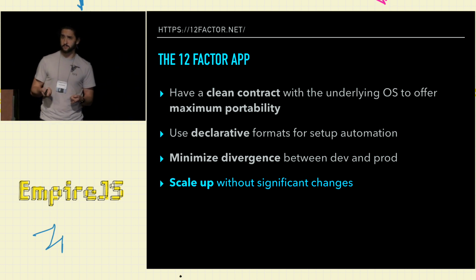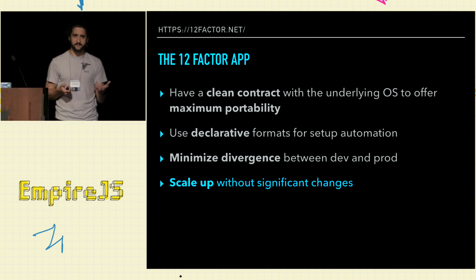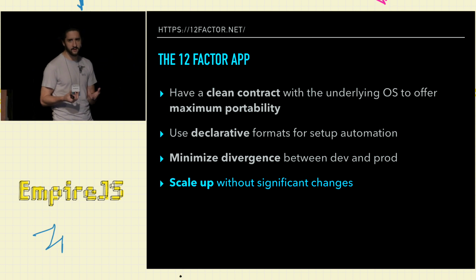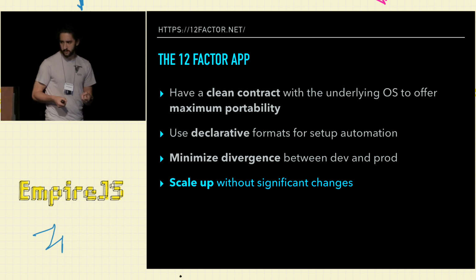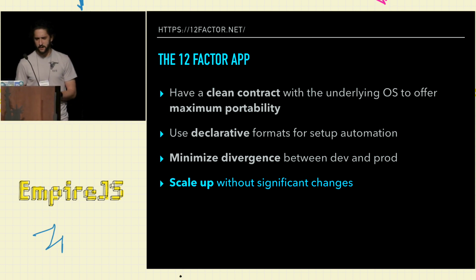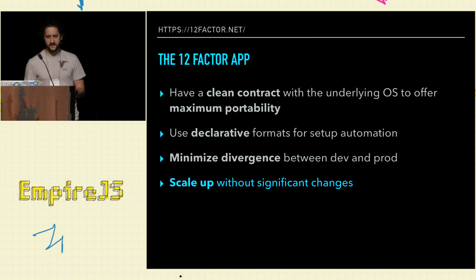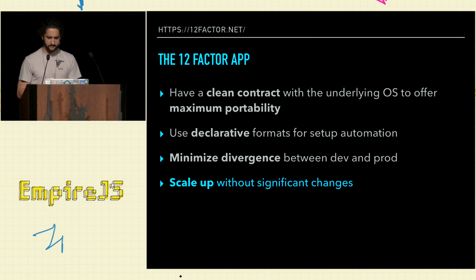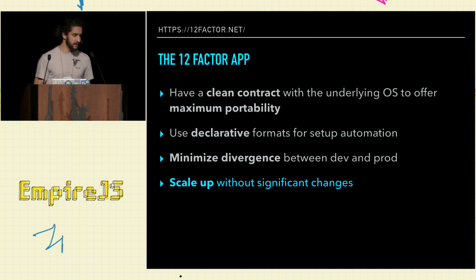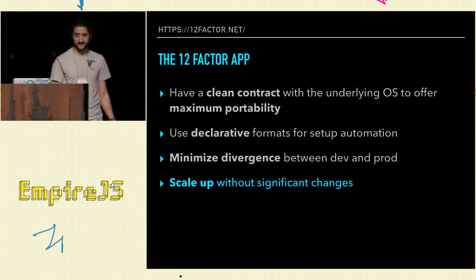And we have our build, release, run step, wherein we combine our actual JavaScript with those environment files. And we've got our actual factor itself, which is dev prod parity, wherein we want to be able to find or minimize the number of bugs between dev and prod itself. And with disposability, we can scale up our application without any significant changes.